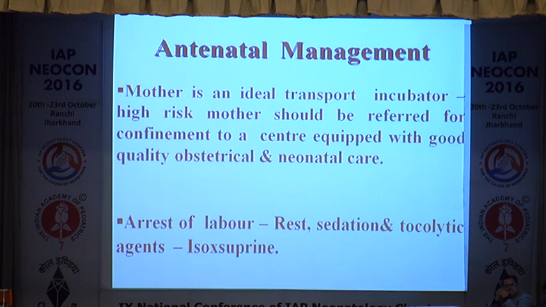So the management of low birth weight should start from the antenatal period, and the mother is supposed to be the ideal transport incubator. She should be transferred or referred to the place of confinement where the center is well equipped for good obstetrical as well as neonatal care. So that is very important. And if possible, premature labor should be arrested by giving rest, sedation, tocolytic agents. All these things are being done by the obstetrician.